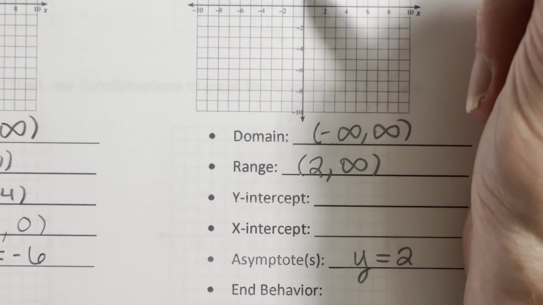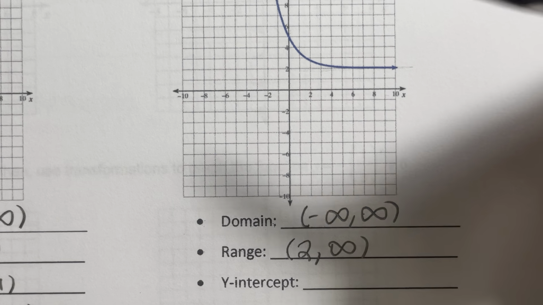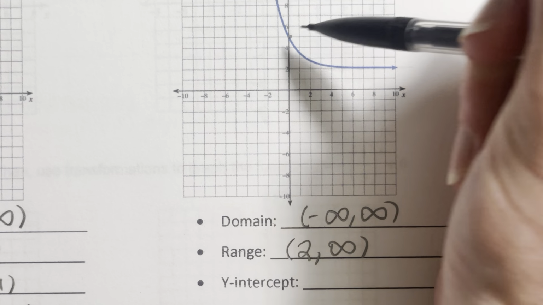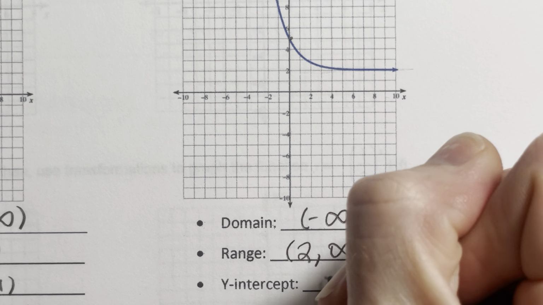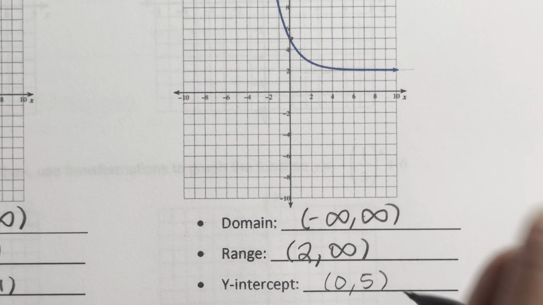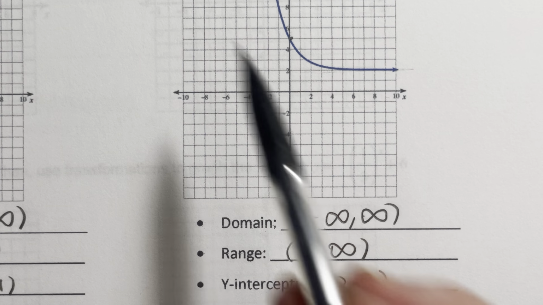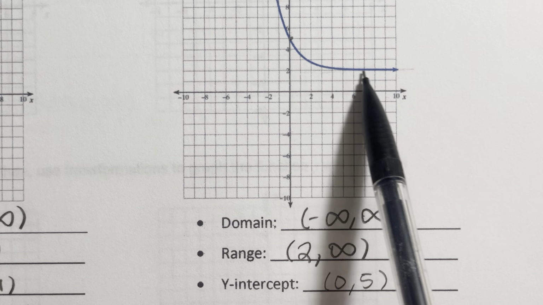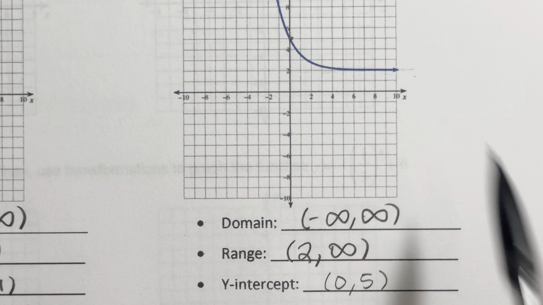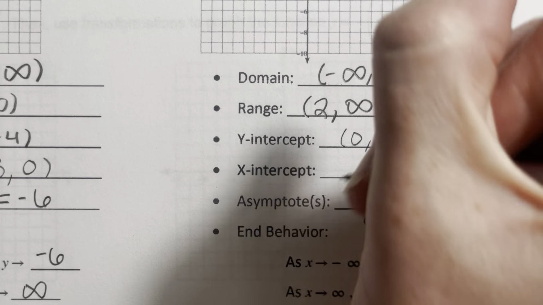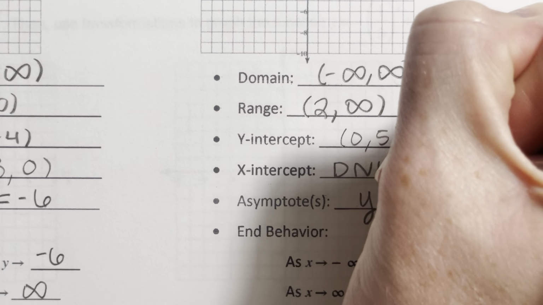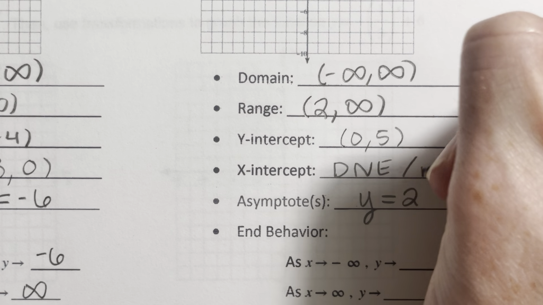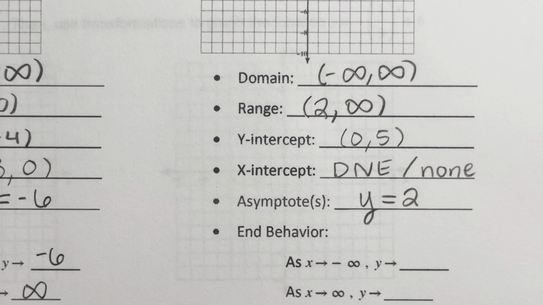The y-intercept we can see is 5, so (0, 5). And then because this function is approaching that horizontal asymptote, it never crosses the x-axis. So this one does not have an x-intercept. So the x-intercepts don't exist, or there are no x-intercepts.